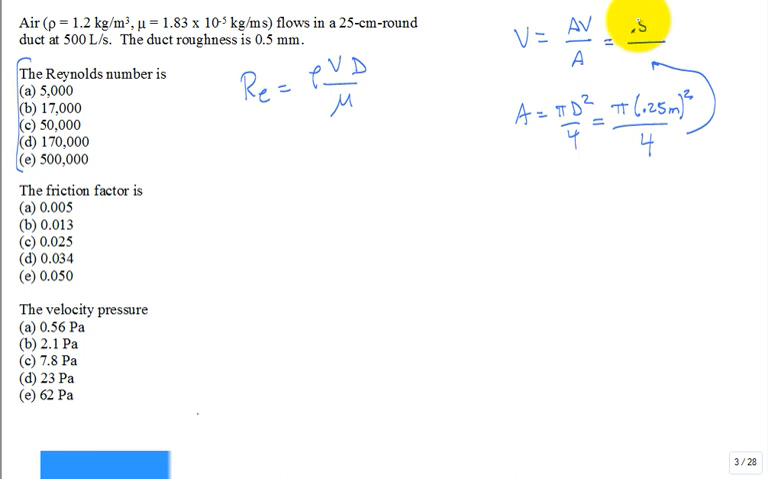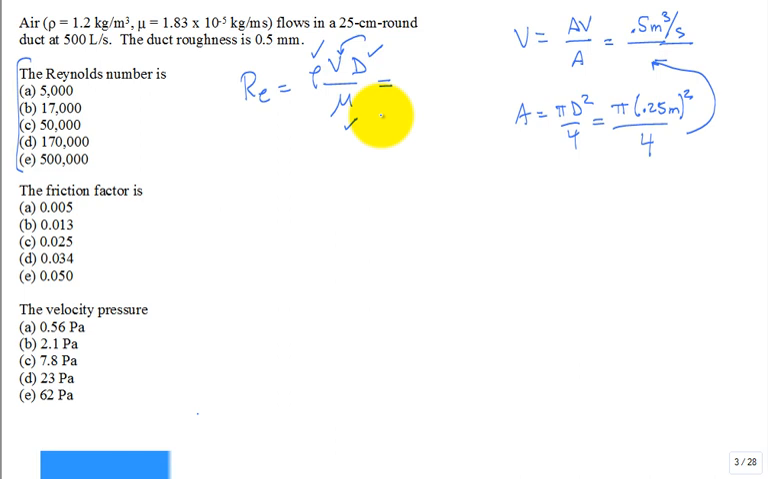It's 0.5 meters cubed, because 500 liters is a half of a cubic meter, right? That's the ratio. 1,000 liters is a cubic meter. And then we get a velocity, and then we stick that velocity into here. We have the density, the diameter, and the viscosity. And so people got roughly, what'd you get for a number on the Reynolds number?